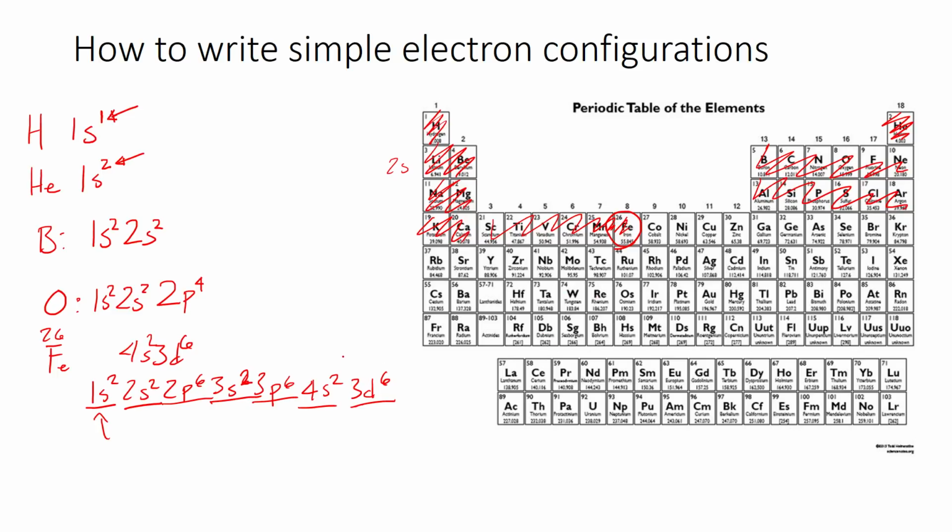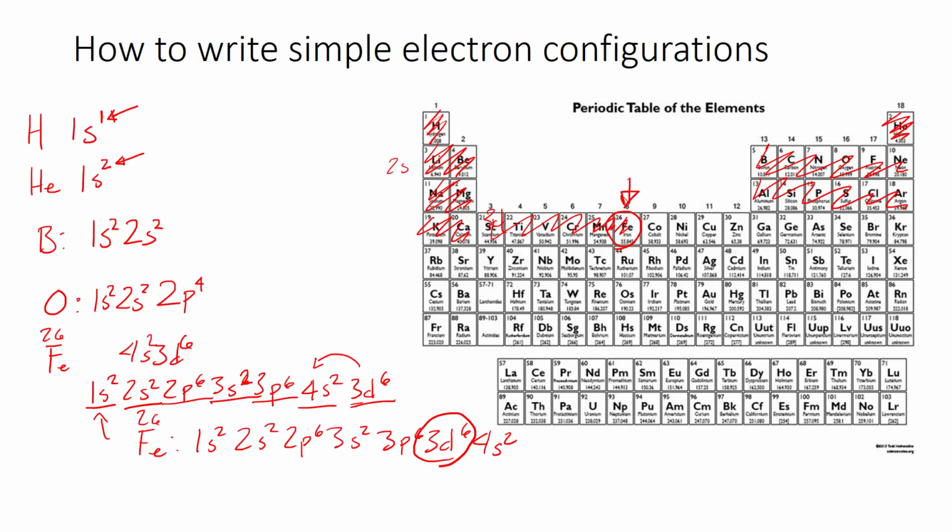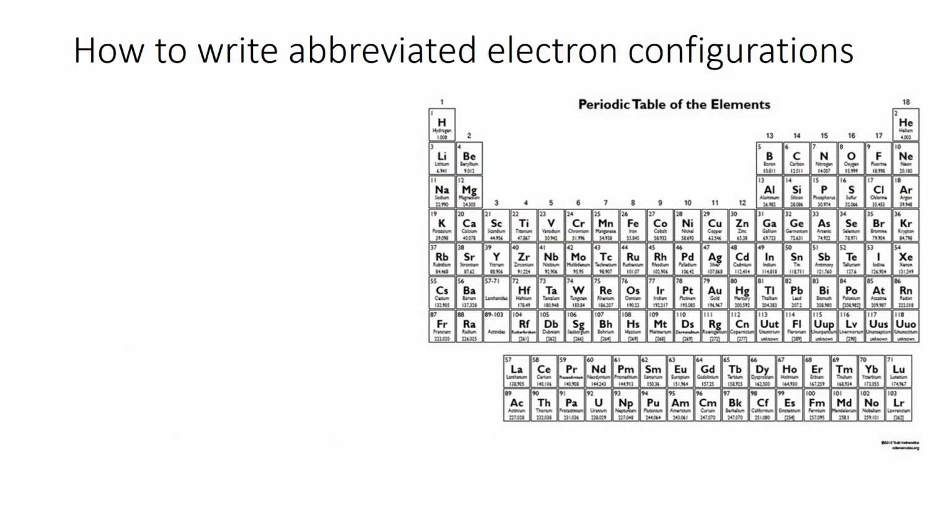So one little thing, typically we put all the 3's together and all the 4's together, so we move this 3d6 up. So the electron configuration of iron is actually 1s2, 2s2, 2p6, 3s2, 3p6, 3d6, 4s2. Okay, I hope that doesn't confuse you too much. As long as you know this 3d6, right? This is in the 3d subshell, 6 down. That should be okay. All right, let's do some harder ones.